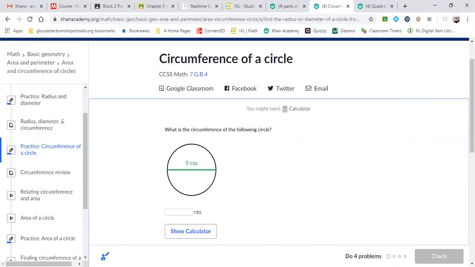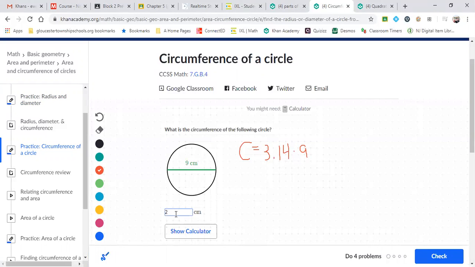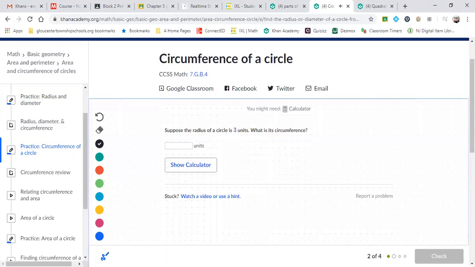Taking a look at circumference. All right, here we go. I'm given a circle, and they give me a line all the way across. Therefore, they give me the diameter. So I'll use the formula that the circumference is equal to pi times the diameter, which is 9. All right, quick calculation, 3.14 times 9 is equal to 28.26 centimeters.